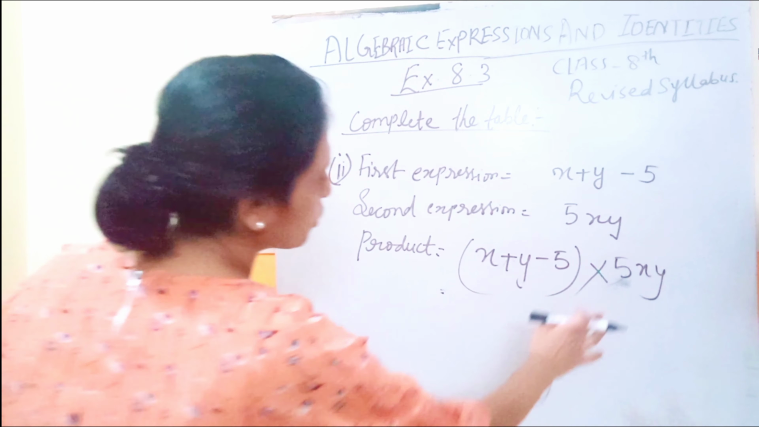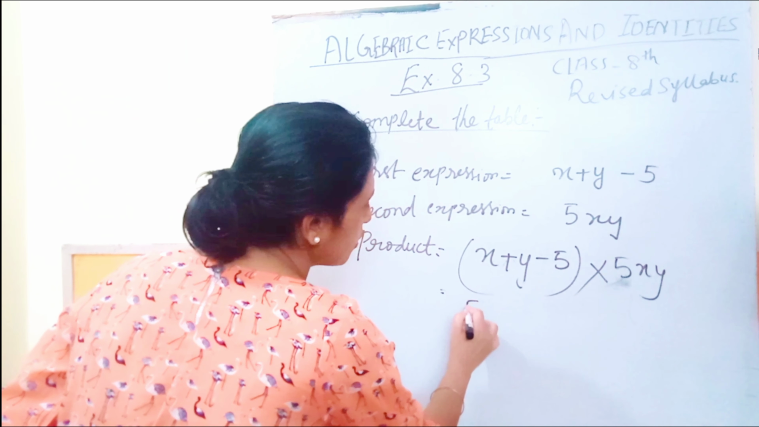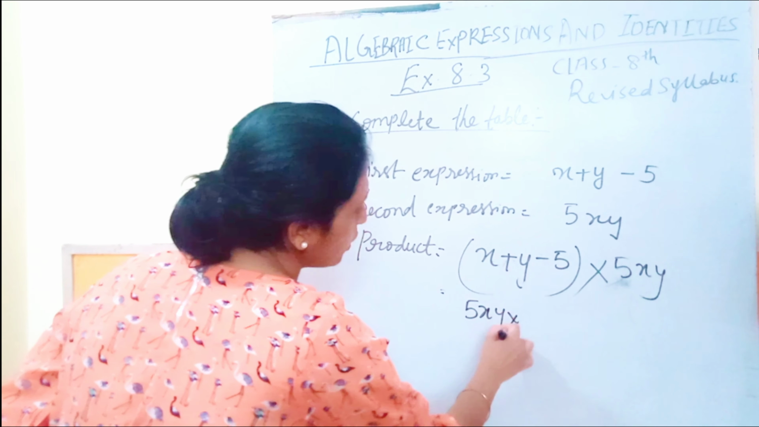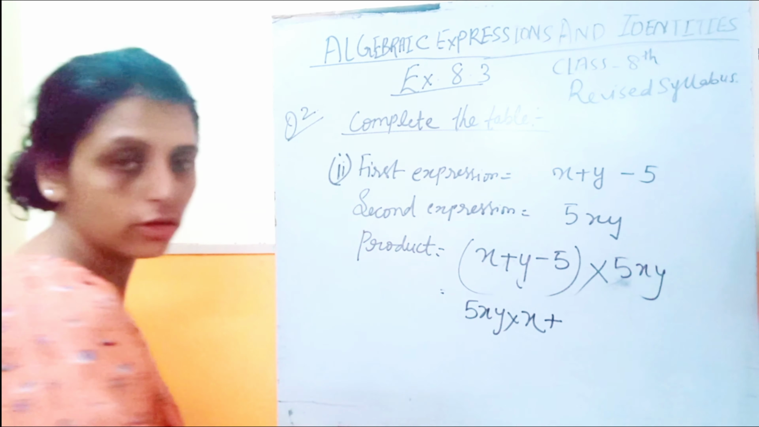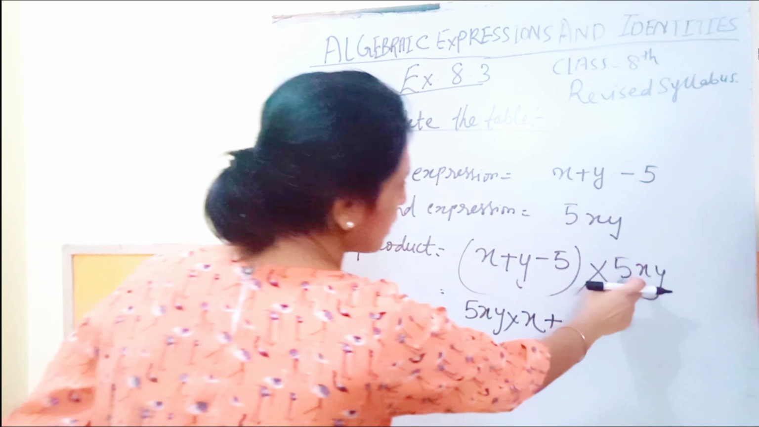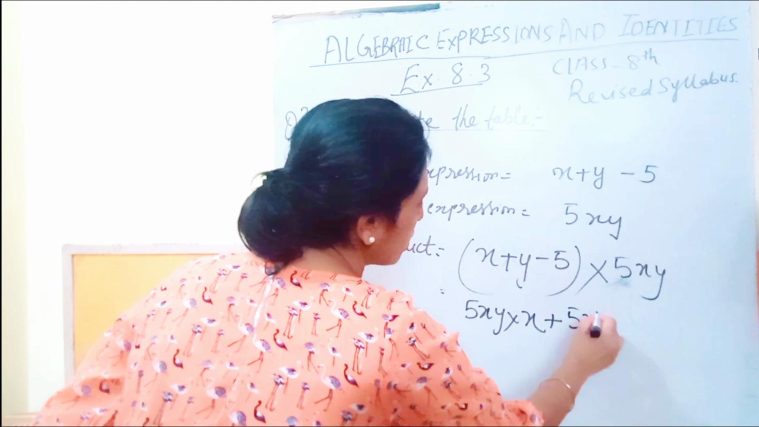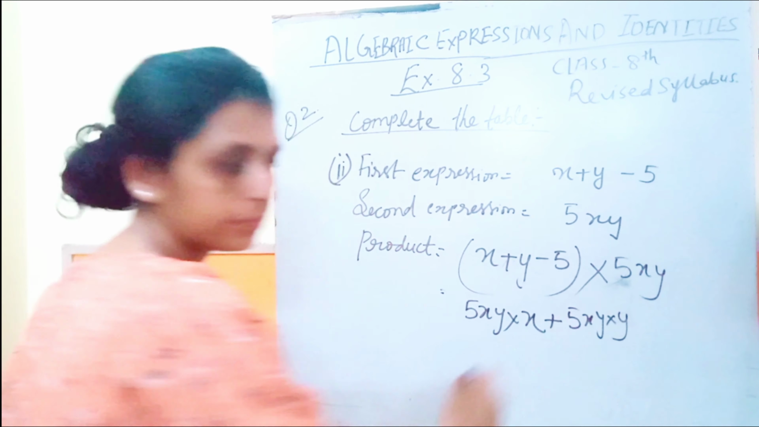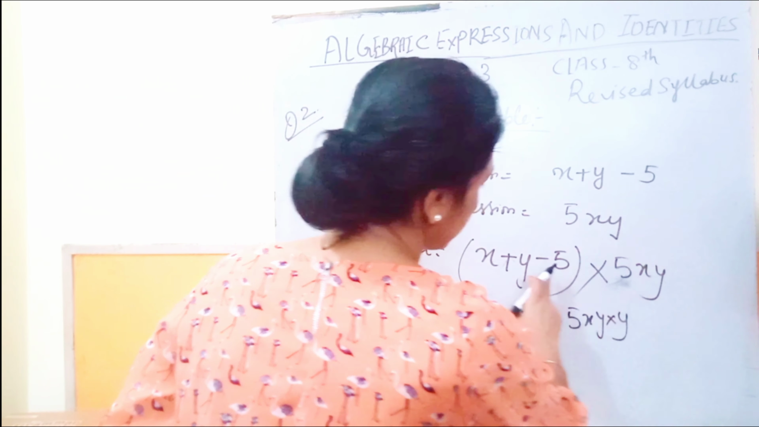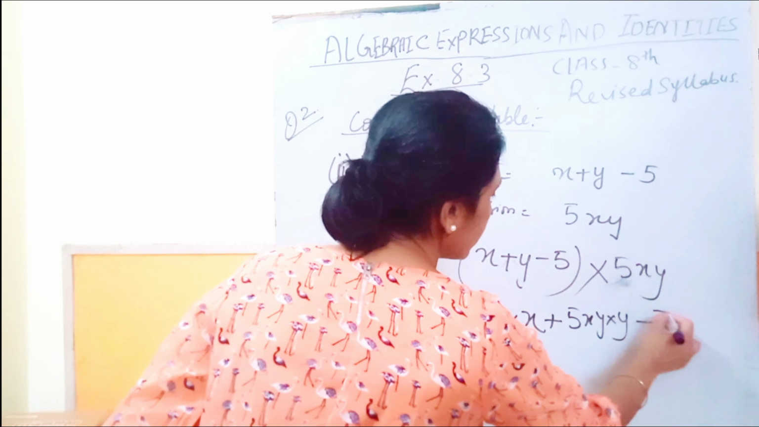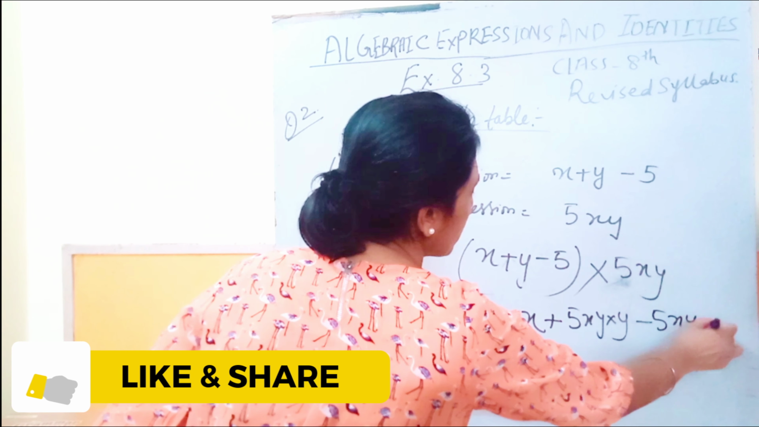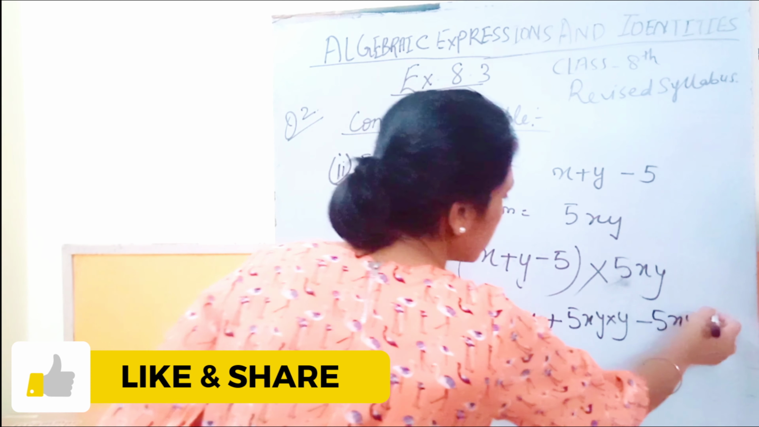Okay, so first multiply 5xy with x. Then put the sign of plus because there is a plus sign here. Then 5xy will be multiplied with y. Okay, then which sign is here? It is minus, so you will put the minus sign here and then 5xy will be multiplied with this constant 5.